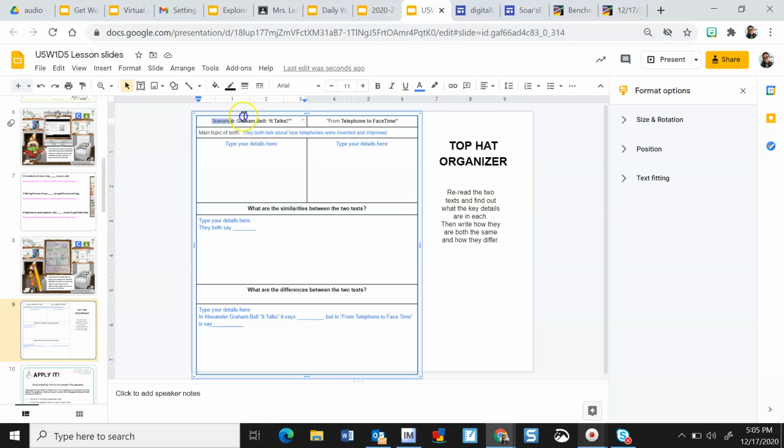Don't forget, one column here is for Alexander Graham Bell. This column here is Telephone to FaceTime. This one's all the similarities. And this one's all the differences. Now remember, we do expect you third graders to write as many as you can find. The more, the better. All right, good luck.